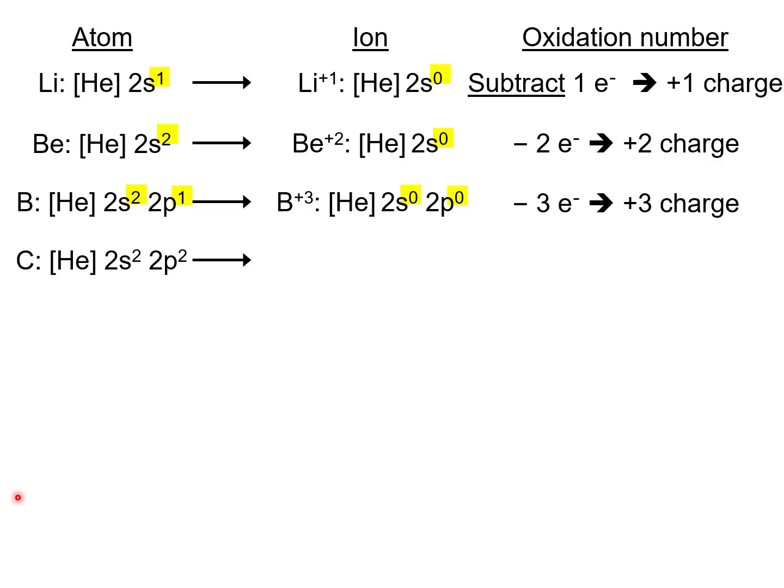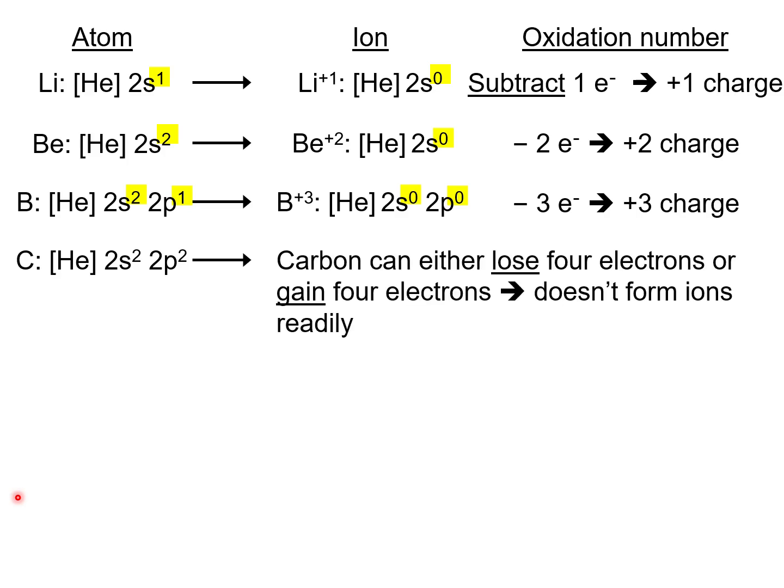Now carbon, you could either subtract 4 or you could add 4. But the thing is that the carbon column, they don't really like forming ions anyway. They tend to form covalent compounds, so they share their electrons. So we're not going to do a positive or a minus assignment to it.